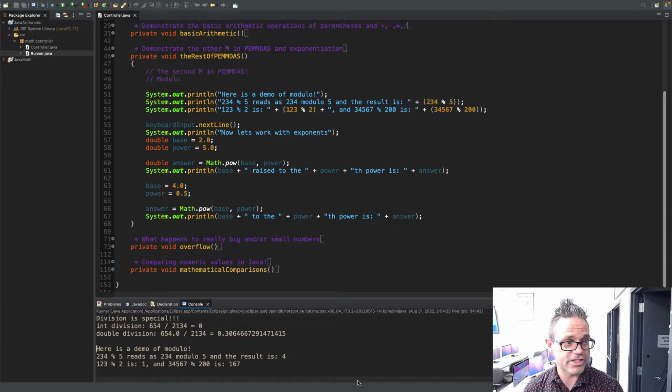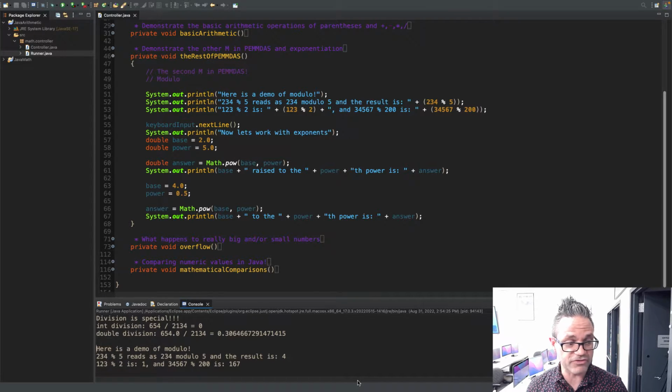And so here we have the rest of PEMMDAS. The first one we have is the second M, a missing M in PEMMDAS. You learned PEMMDAS back in elementary school. However, there's another M, it's modulo. And so we have System.out.println, a demo of modulo. So 234 percent sign 5 is not percent of 5, no, it's modulo 5.